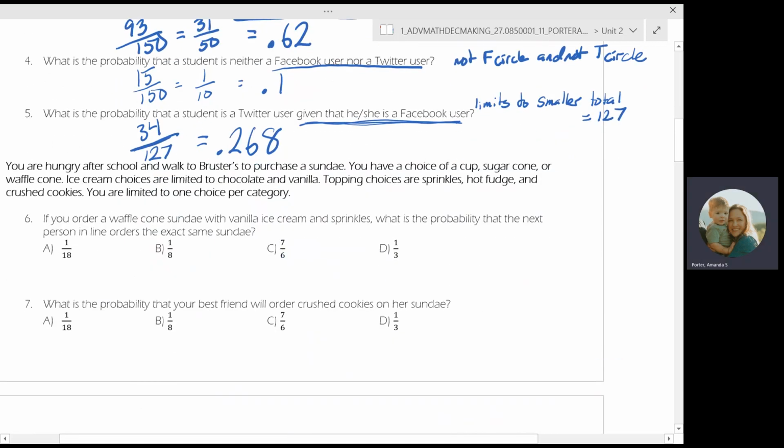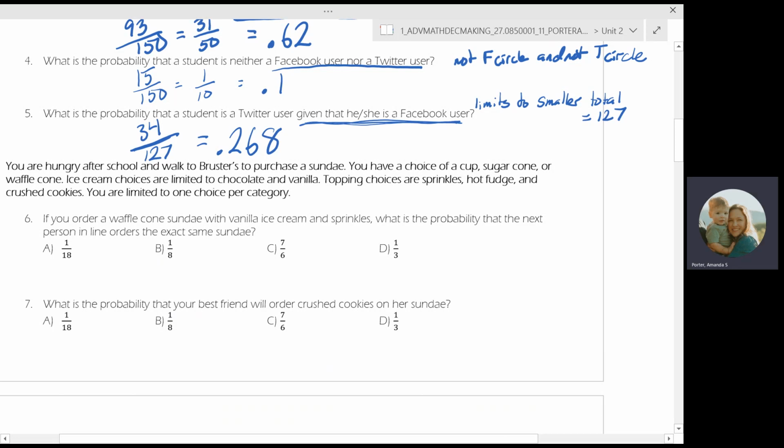Now, moving to the next section. Whole new question. You're hungry after school? It is after school, and I am hungry, so that's a true statement. We walk to Brewster's, sounds like a plan, to purchase a sundae. You have a choice of a cup, cone, sugar, or waffle. You have ice cream choices. They're limited that day for whatever reason. And then we have our toppings. You make one choice per category.